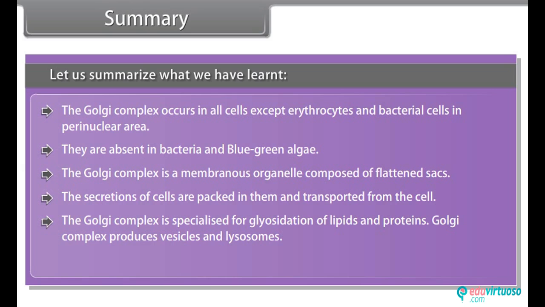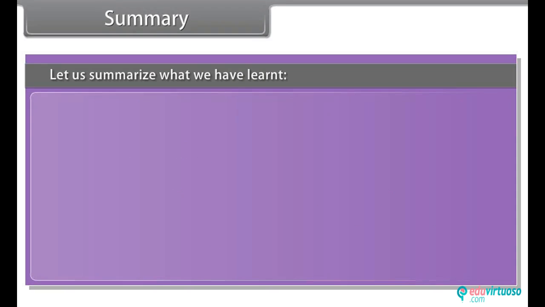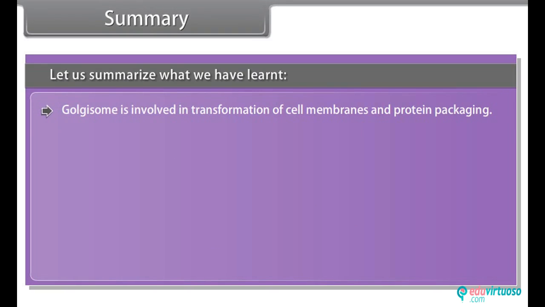Golgi complex produces vesicles and lysosomes. ETC is a component of Golgi complex. Golgi complex is involved in transformation of cell membranes and protein packaging. The Golgi complex is the export house of the cell.